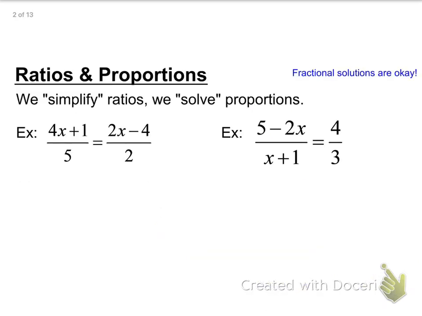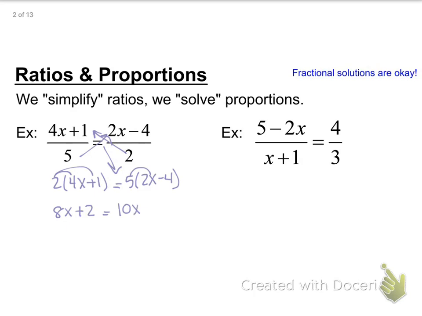Okay, just a reminder of how to simplify ratios and solve them. We got to cross multiply and just make sure we distribute. So remember, when I cross this way, it's 2 times that entire thing and 5 times that entire thing. And it doesn't matter which way you cross first, just make sure you drop that equal sign into the center, and now we got to distribute it. So 2 times 4x gets me 8x, 2 times 1 gets me 2, 5 times 2 is 10x, 5 times negative 4 is negative 20.